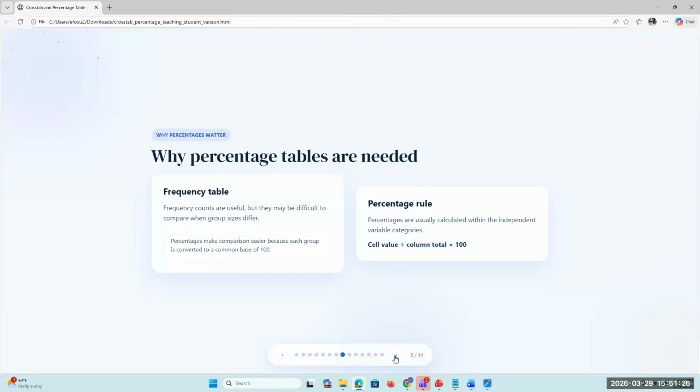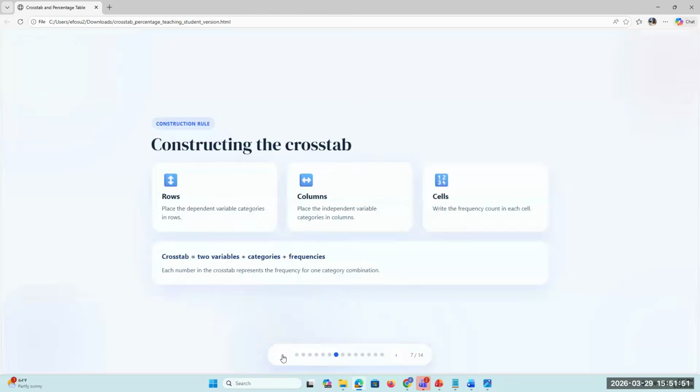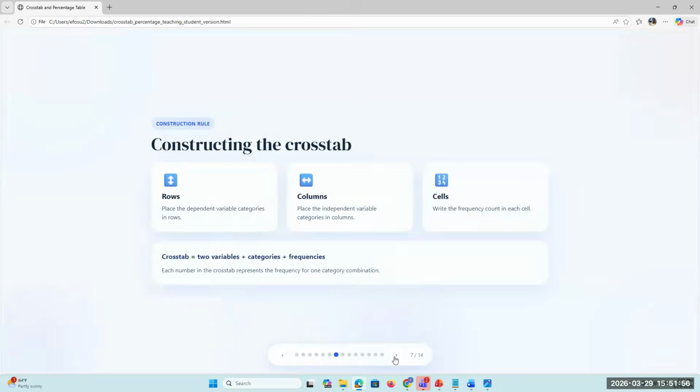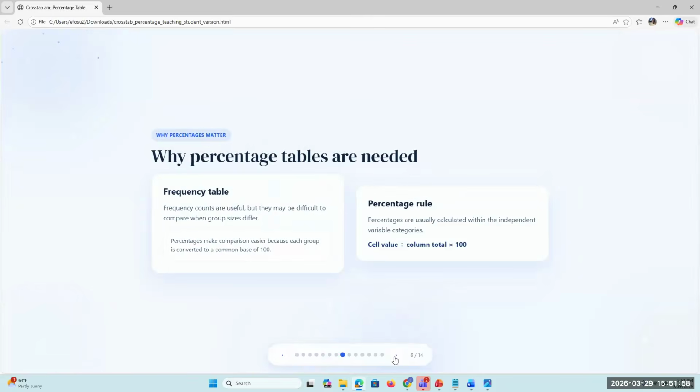So listen, what is the percentage rule? Percentages are going to be calculated using the independent variable categories, which is the cell value divided by the column total, times 100. In this instance, who can tell me how this is going to be done? Take one and tell me how you're going to do it: the cell value divided by the column total times 100.